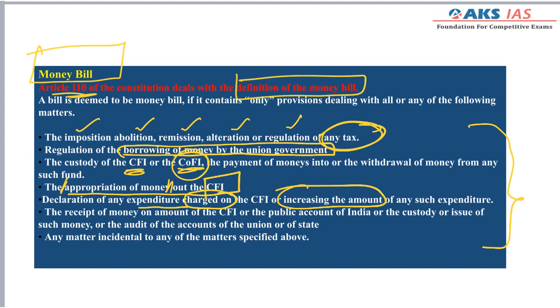Now, the sixth point is the receipt of money on account of the Consolidated Fund of India or the public account of India, or the custody or issue of such money, or the audit of the accounts of the Union or of the states, which are also deemed to be a money bill. And the 7th: any matter incidental to any of the matters specified above is considered as a money bill under the definition.